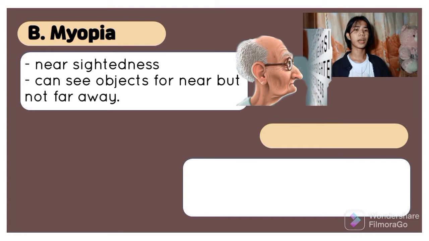Next is myopia or nearsightedness. You can see objects near but not far away. This is the opposite of hyperopia. Following the definitions earlier, persons with myopia have difficulty seeing distant objects but can see nearby objects clearly.